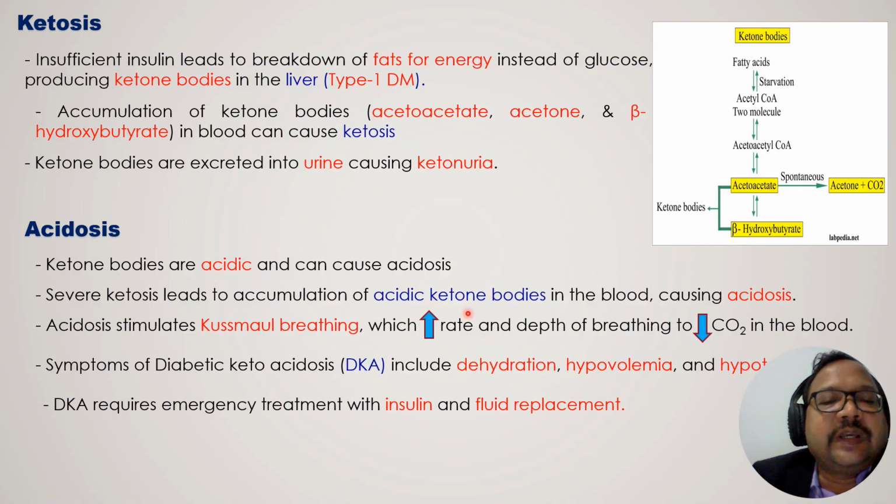So especially we can see in type 1 diabetes patients, this acidosis will stimulate Kussmaul breathing. So the rate of breathing will increase, and the breathing will lead to decreased CO2 in the blood. These symptoms we call diabetic ketoacidosis. This is a very emergency condition, so we need replacement of insulin and also fluid replacement.